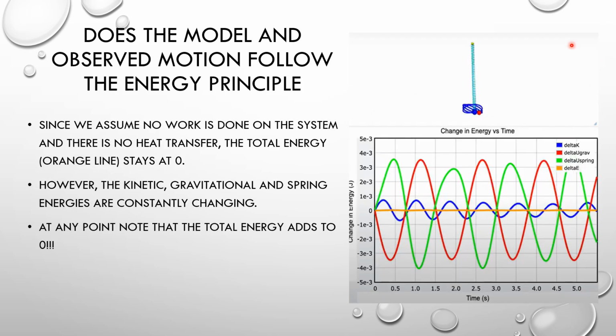So do the model and observed motion follow the energy principle? Since we assume no work is done on the system and there's no heat transfer, the total energy, which is the orange line, stays at zero. However, the kinetic, gravitational, and spring energies are constantly changing. Note that at any point, the total energy will add up to zero. If we take this point, they add up to zero. Anywhere you look, it's always going to add up to zero.